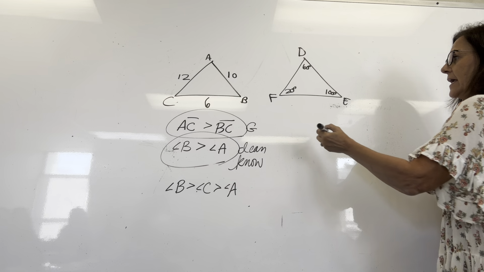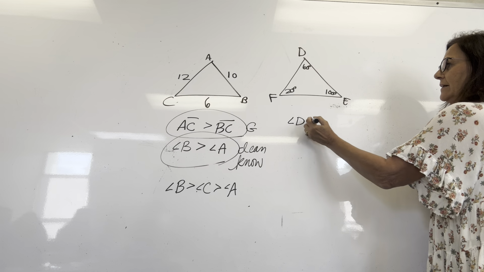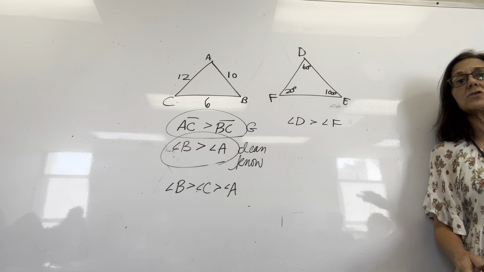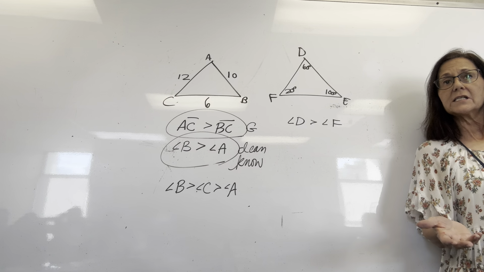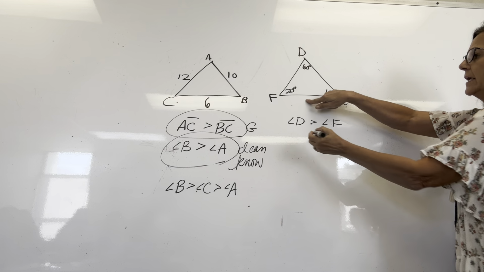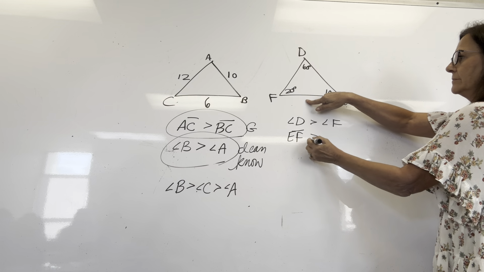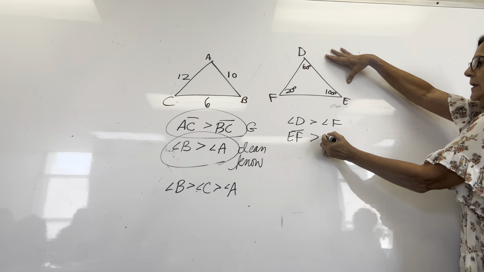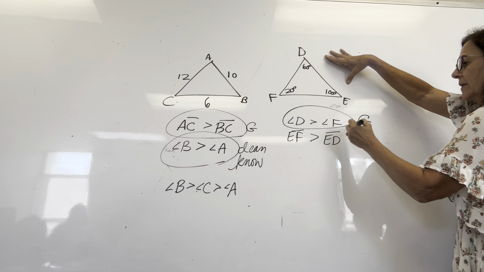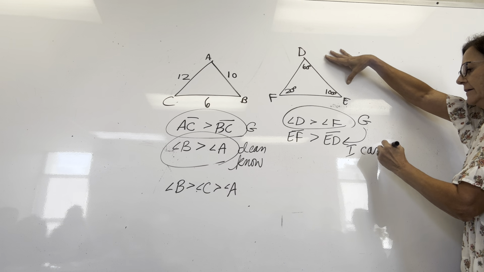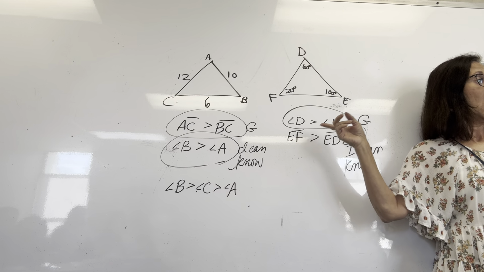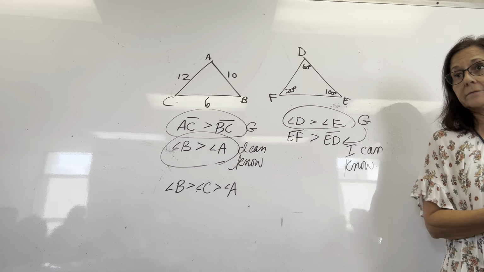Then I could say that angle D is greater than angle F. If I know that angles are unequal, then I can know the sides opposite them are unequal in the same order. So opposite angle D would be side EF. Opposite angle F would be side ED. So if that is given, this is what I can know. Why? Because sides opposite unequal angles are unequal in the same order.